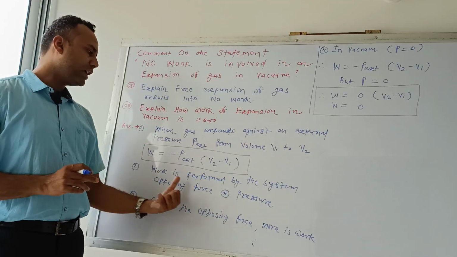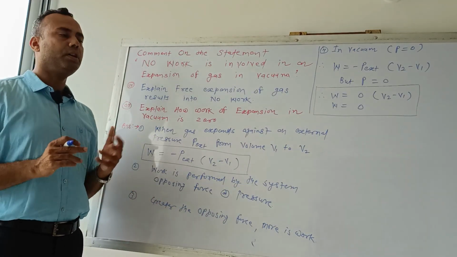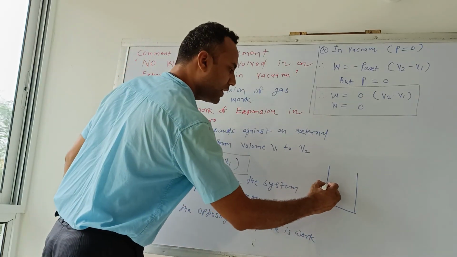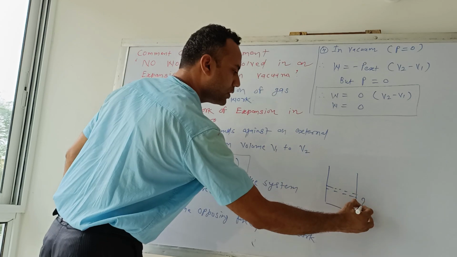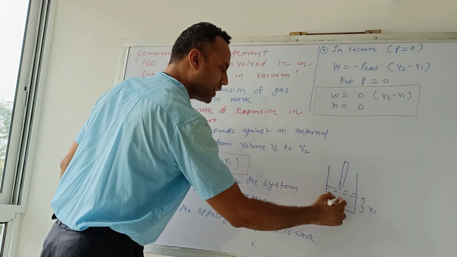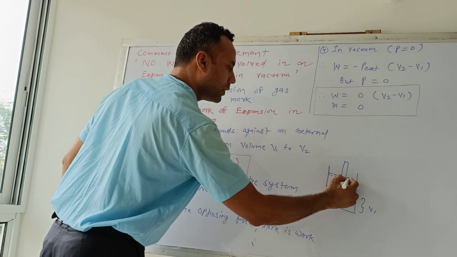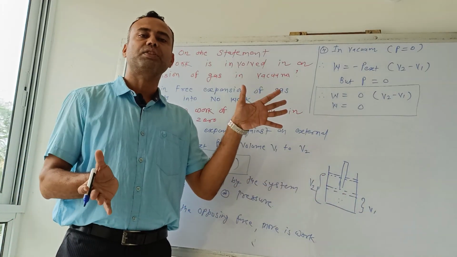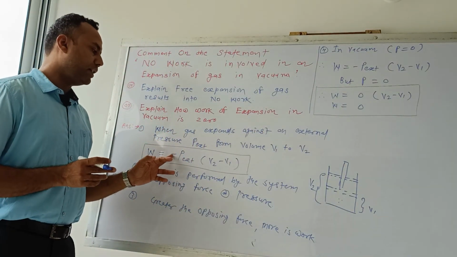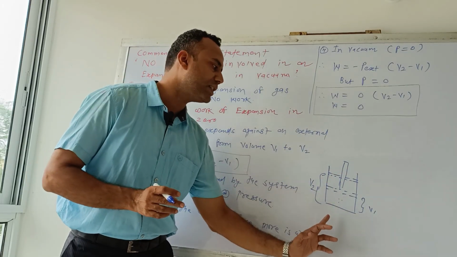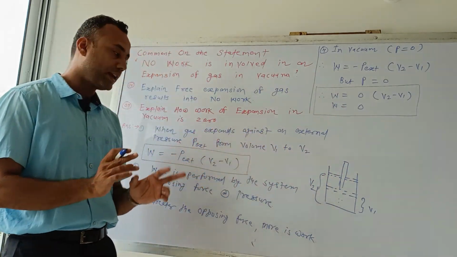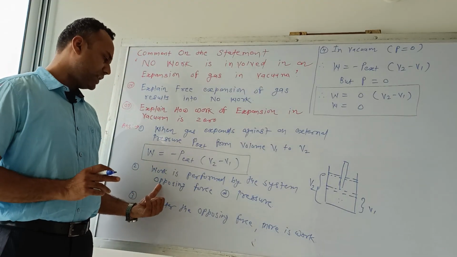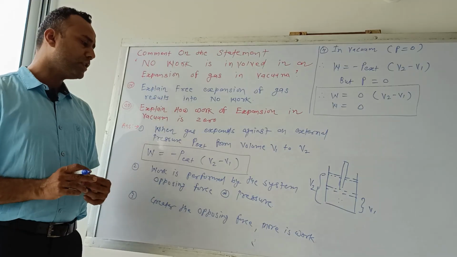Now the second point is that work is performed by the system against an opposing force. Here work is done by the system on the surrounding. Why? Because this is our cylinder, fitted with a weightless and frictionless piston. This is volume V1. Now the gas expands and the piston moves in the upward direction, so the volume becomes V2. Initial volume is small, final volume is large, means there is an expansion. Whenever there is an expansion, the work is negative, because the driving force and the opposing force are opposite to each other. That's why the sign is negative, and W is equal to minus P external (V2 minus V1). P external is the opposing pressure: the greater the opposing force, the more is the work.